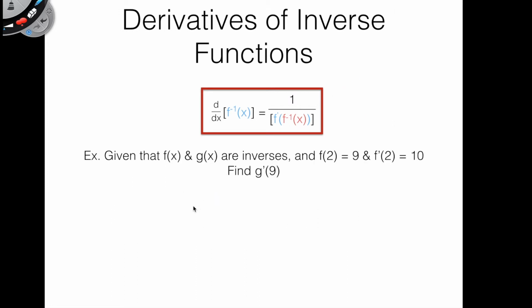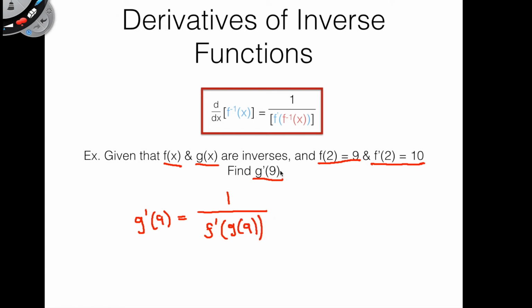All right, now let's do a quick example so that we can really nail down what's happening here. Given that f of x and g of x are inverses, and f of 2 equals 9 and f prime of 2 equals 10, find g prime of 9. First, we write out the equation. g is my inverse, so g prime of 9 equals 1 over f prime of g of 9, because we're evaluating the derivative at 9, so I naturally have my original function there.